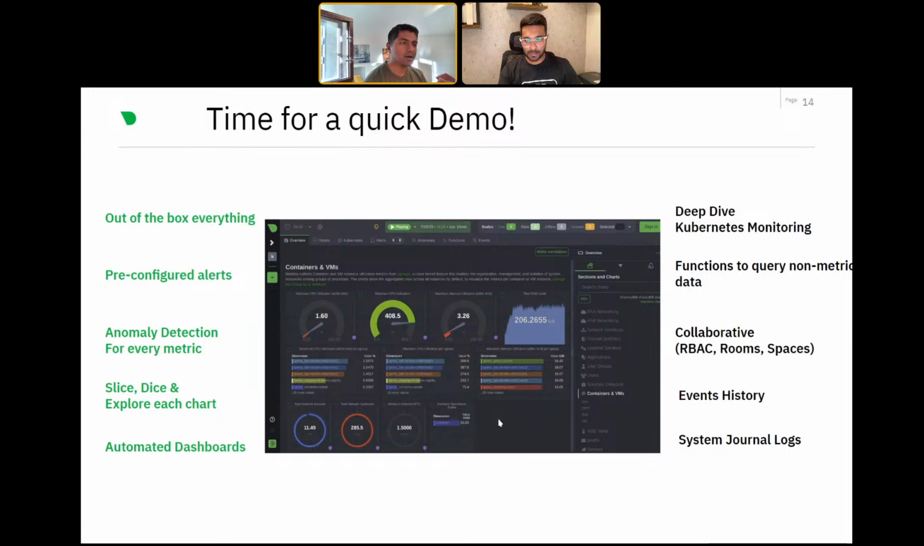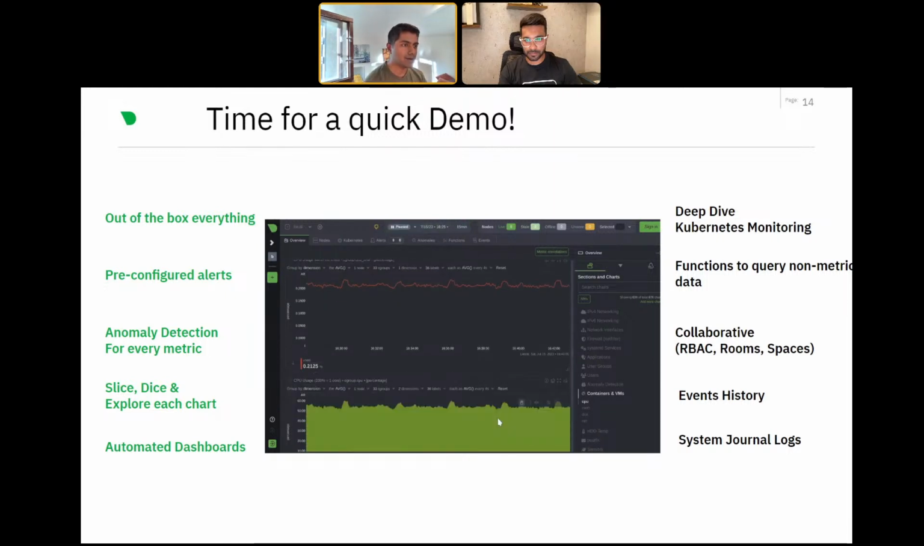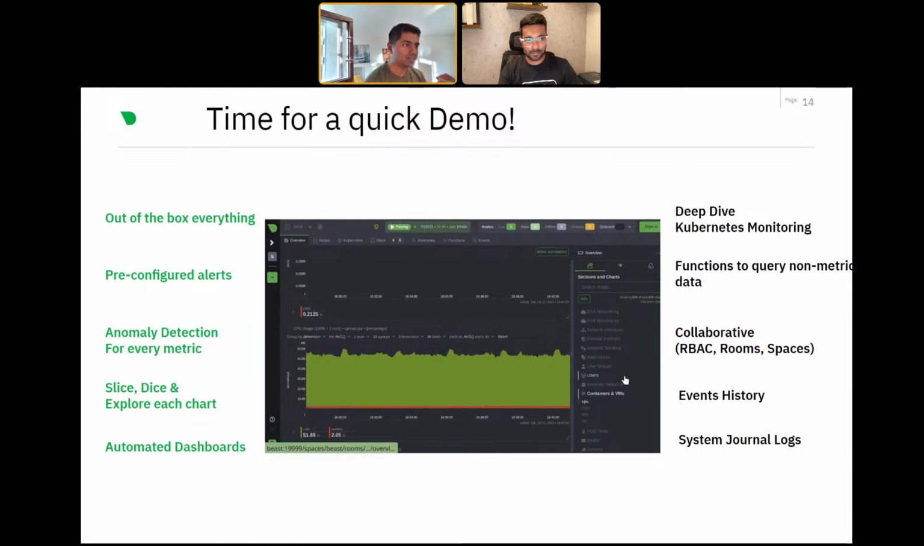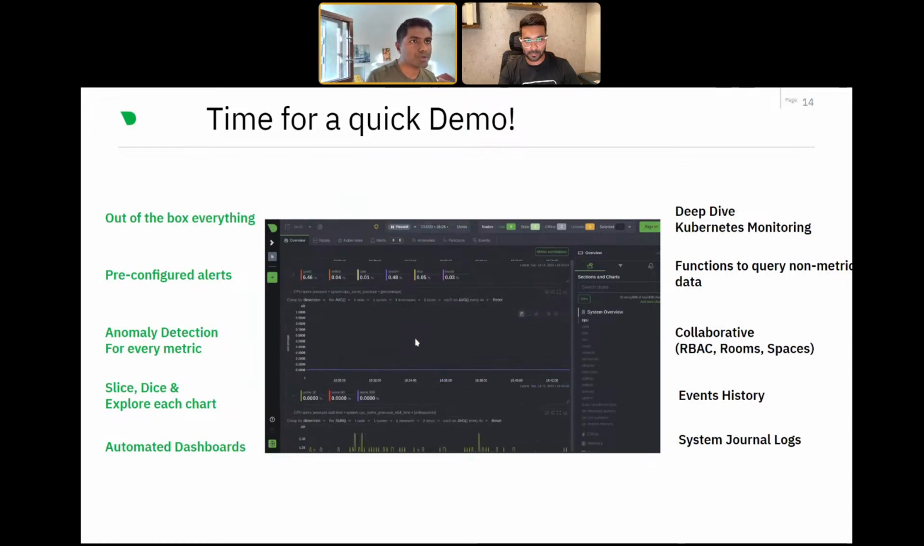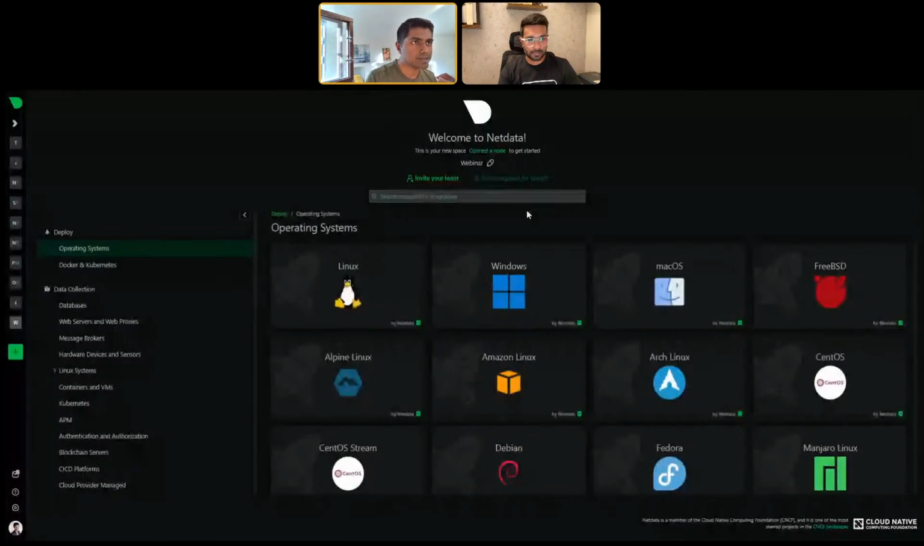So I think we've done a lot of talking, a lot of slides. It would be good if we can jump into a quick demo and show you how this works. So I'm going to change the screen share for a second.